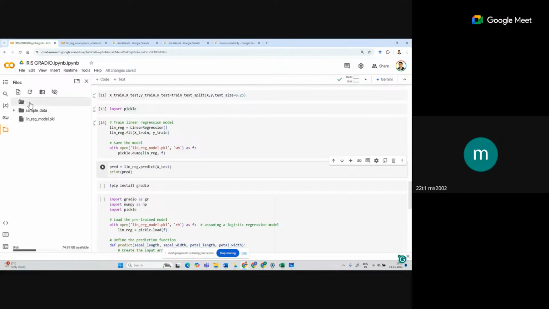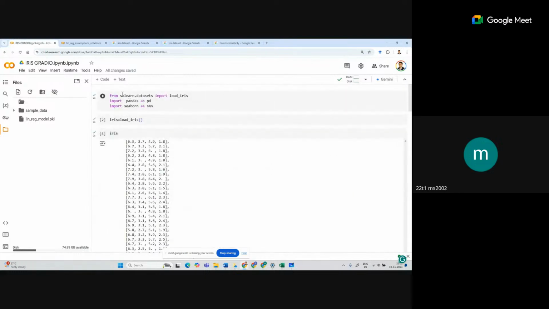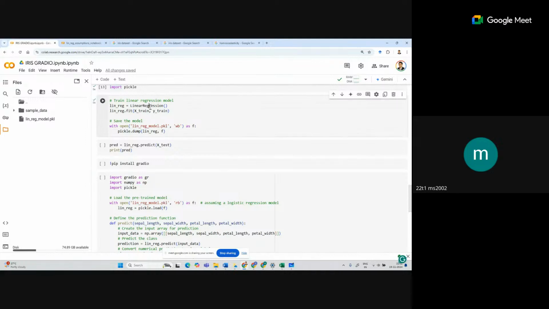If you go to my data, previously we had the data imported from sklearn.datasets. After this particular line of code, my regression model is stored as a pickle file here. You can download and keep this file, but if you open it, you won't be able to understand anything. A pickle file is not readable. Whatever model you are building, you save it as a pickle file. Why? That we'll see now.